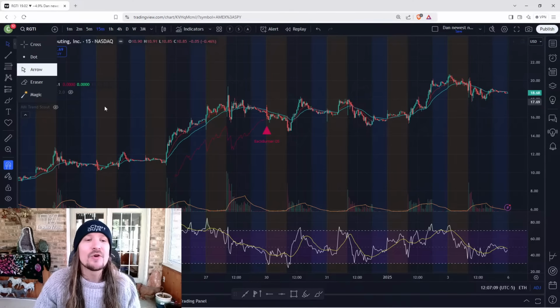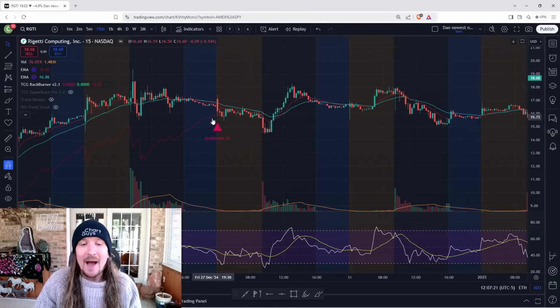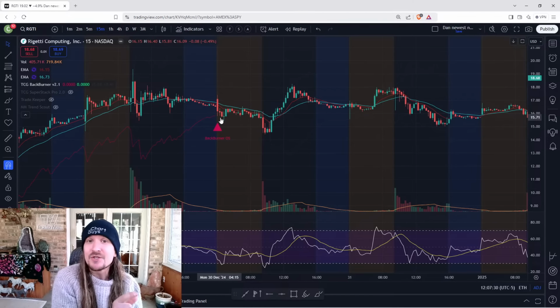What if it triggers in extended hours? I always have extended hours on. For me, it just means it's not the ideal scenario. The ideal scenario is when the back burner triggers in regular trading hours. I'm not going to buy in extended hours, generally speaking, if it hits, but it just means it's not ideal. What does that mean? It means if I'm really conservative, I skip it.